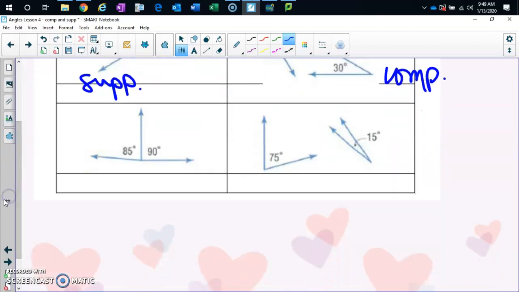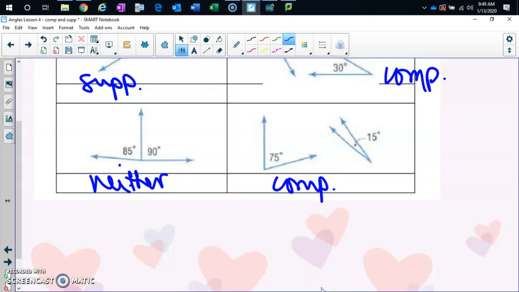Okay. I've got an 85-degree angle and a 90-degree angle. Are they complementary, supplementary, or neither? Neither. Because if you add those together, you get 175. Nothing special about that. I've got a 75-degree angle and a 15-degree angle. Complementary, supplementary, or neither. They are complementary.